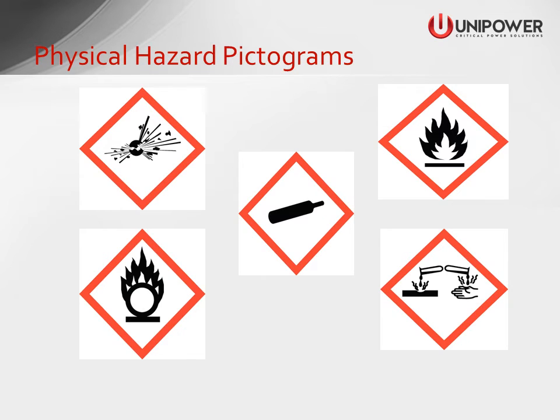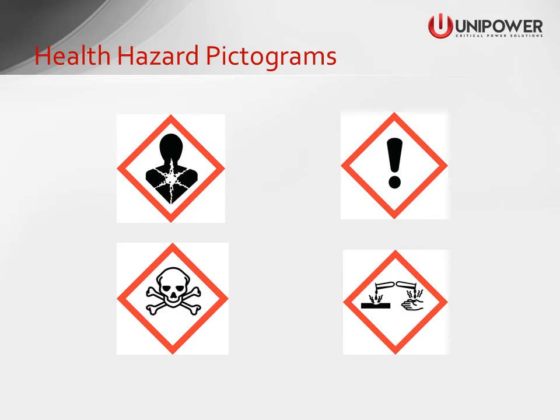The symbols below indicate physical hazards for the chemicals in use in the workplace, including explosive, flame, corrosion, and gas cylinder. The symbols below indicate health hazards, including skulls and bones, corrosion, and the exclamation point.